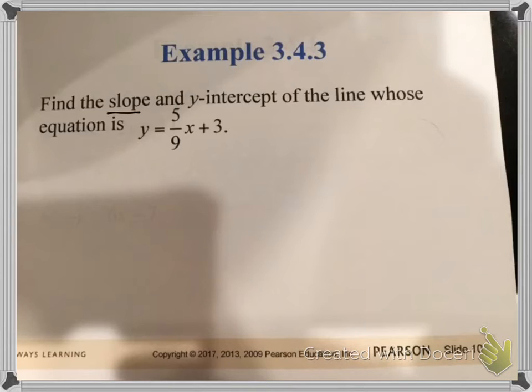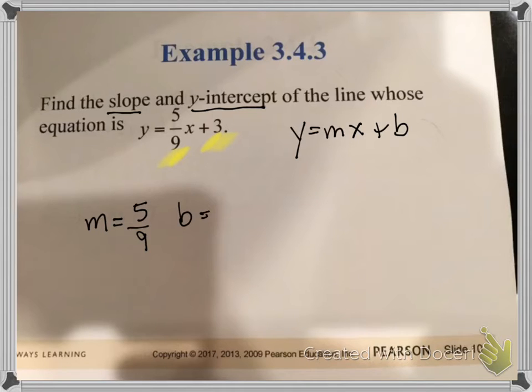All right, this next example is not asking you to graph a line, but it's asking you to find the slope and the y-intercept of the line whose equation is y equals 5/9 x plus 3. Because we have it in slope-intercept form, and the reason I know that is because y is isolated, I can see 5/9 and 3. m is the value in front of x, so my slope is 5/9. b is 3, but we don't leave it like that. We write it as (0, 3). So my y-intercept, the place where it crosses the y-axis, is (0, 3).